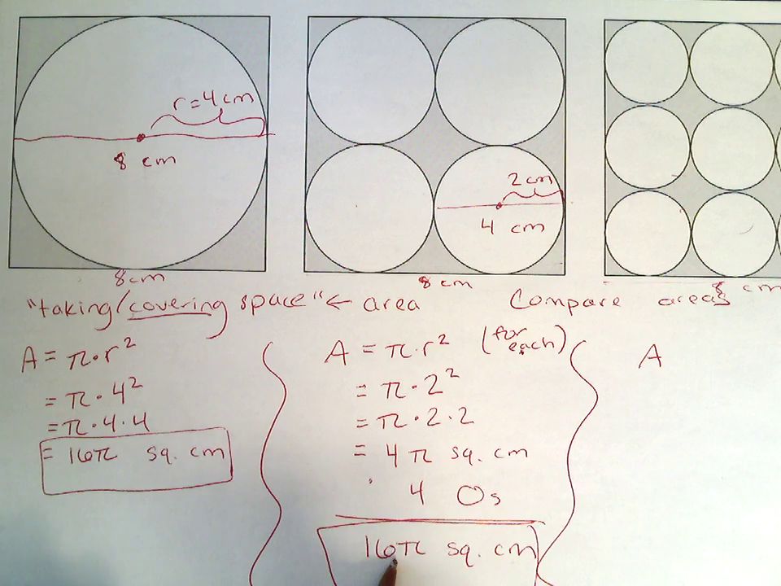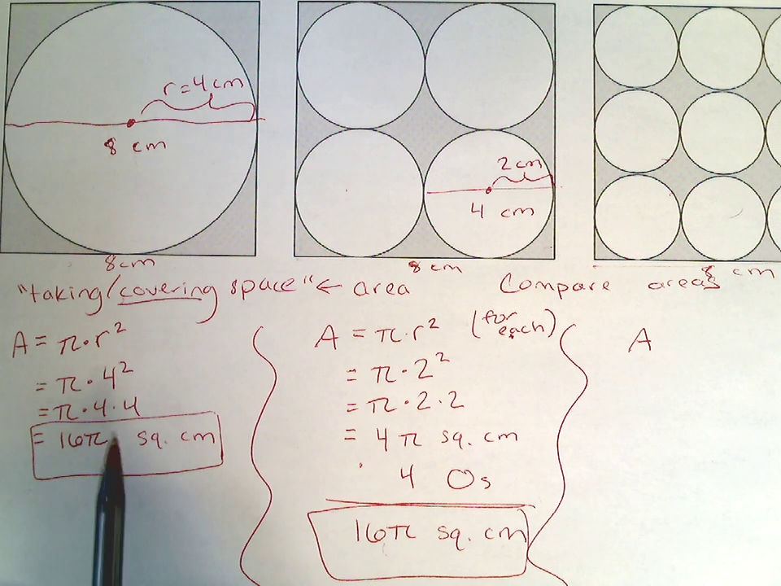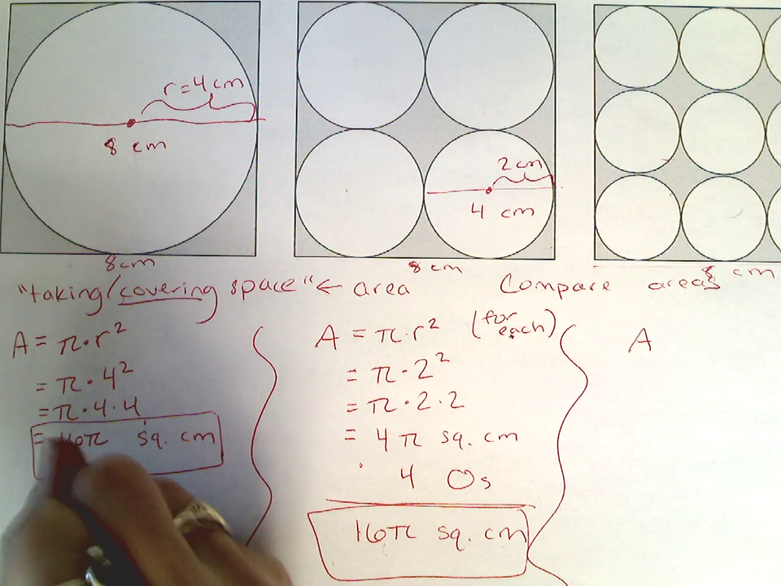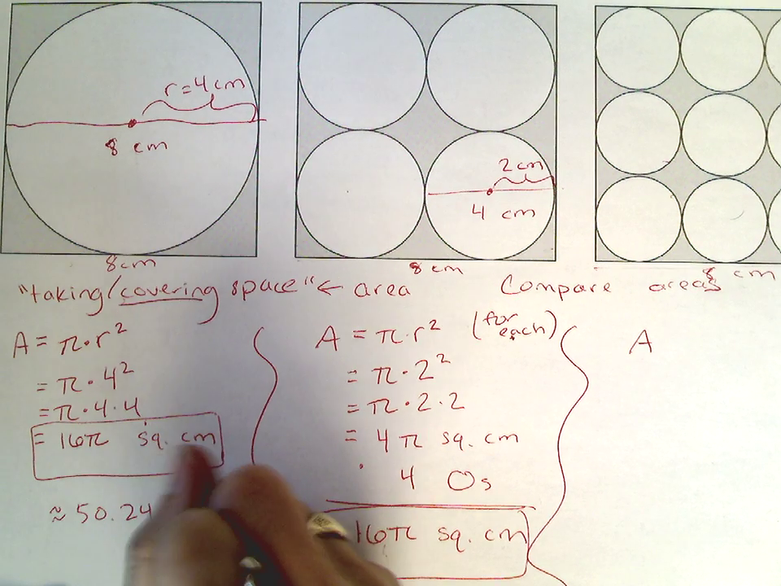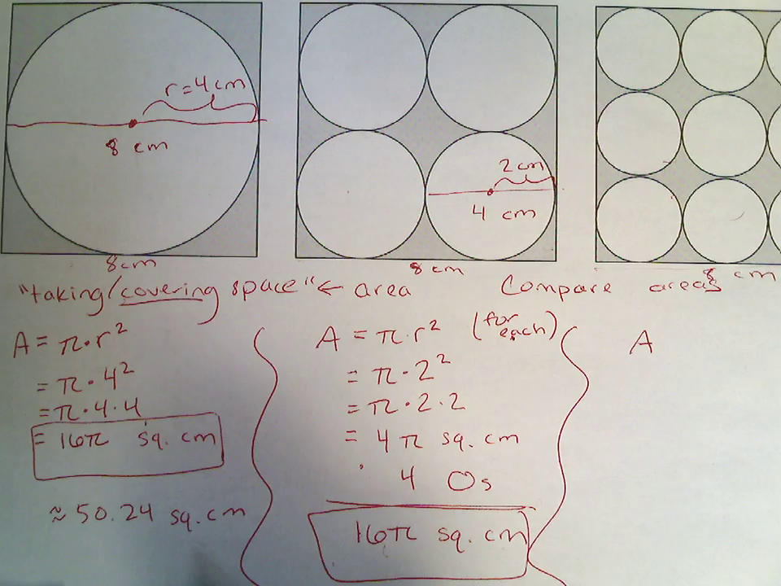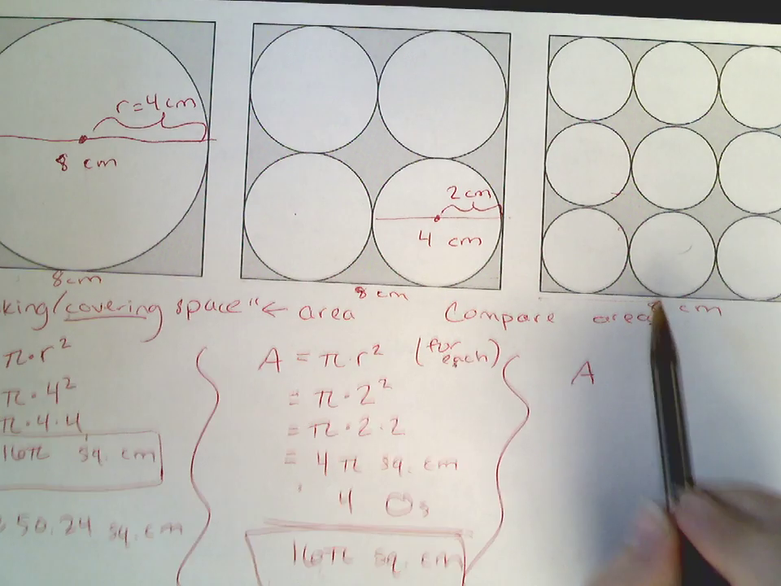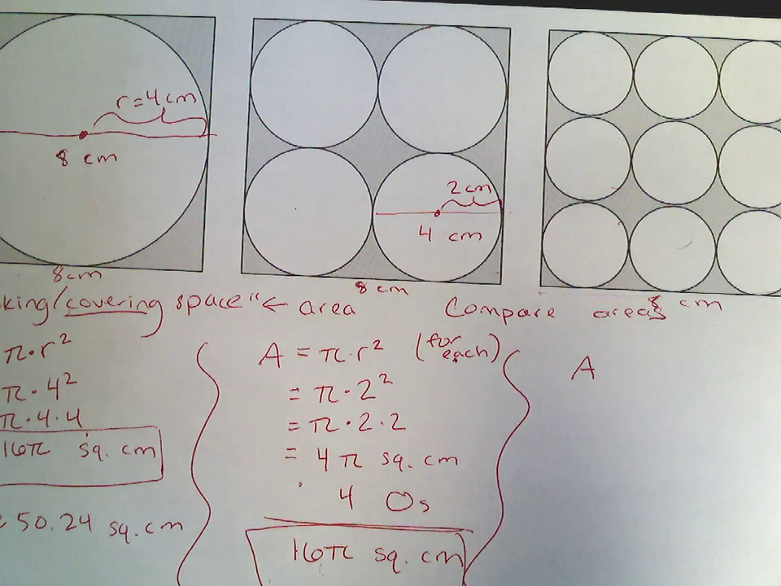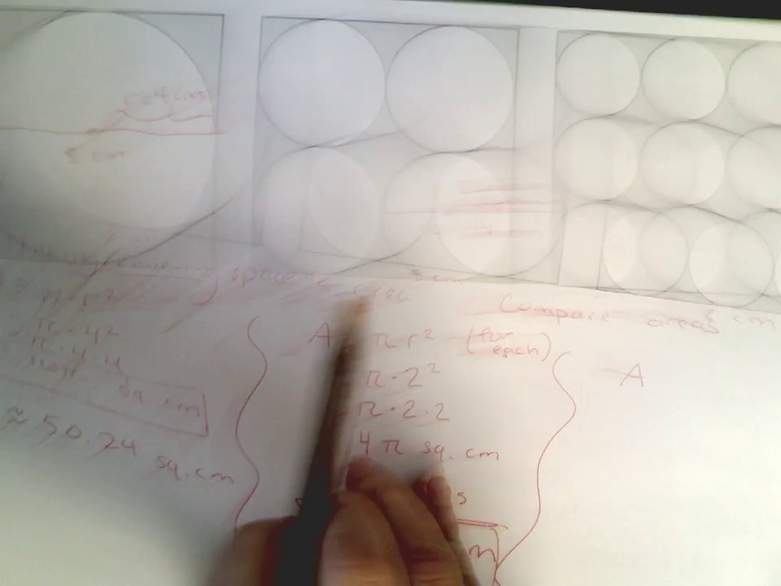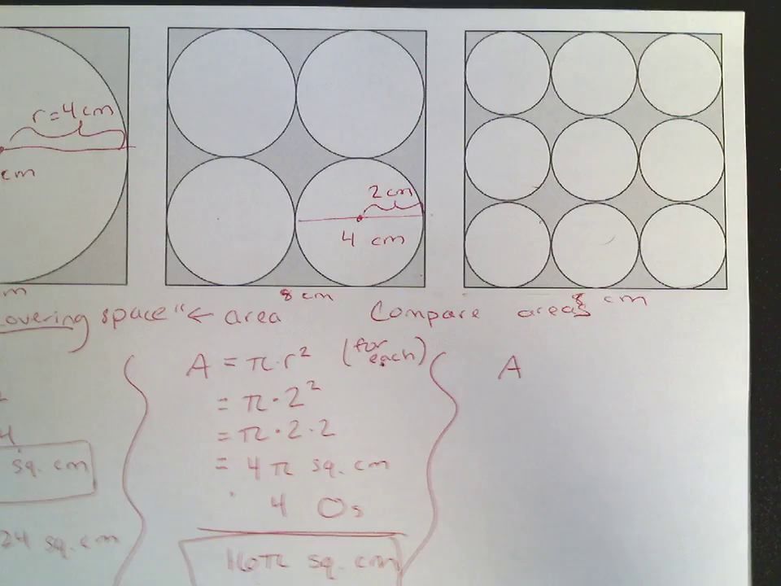So that's interesting. And most of you ended up saying that these two were equivalent, even when you were looking at it approximately. And it ended up being approximately 50.24 square centimeters. This one, most people said, was different. Close, but a different area. And I want to show you what happens when you do this exactly.